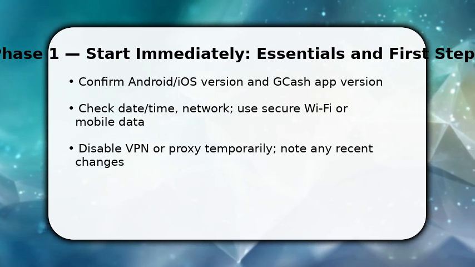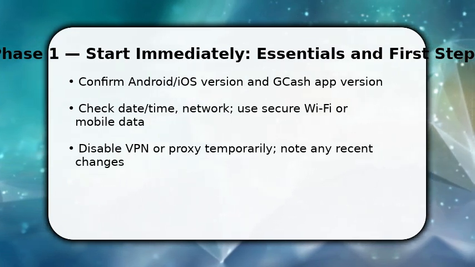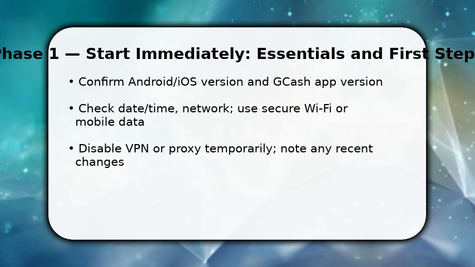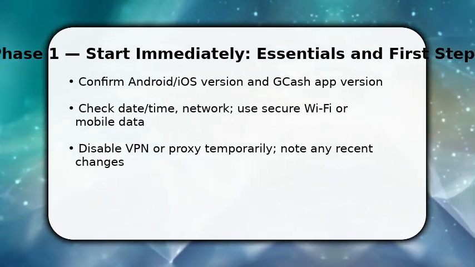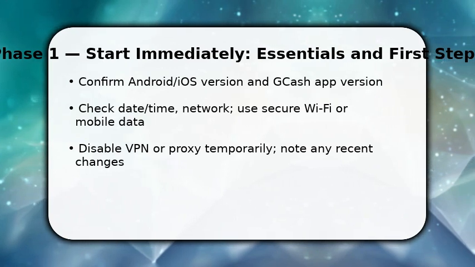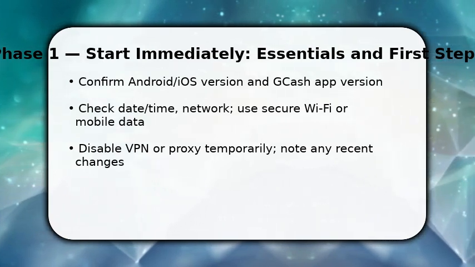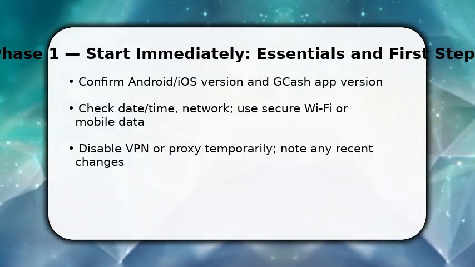Next, test on a trusted network. Public Wi-Fi can block secure handshakes. Once done, temporarily disable VPNs or proxies. These intercept certificates and cause errors. Now you're ready to move into deeper repair steps to restore secure connections.